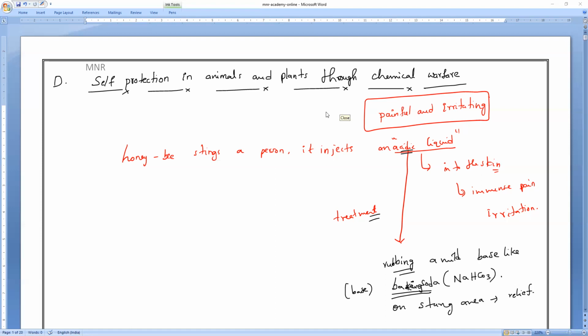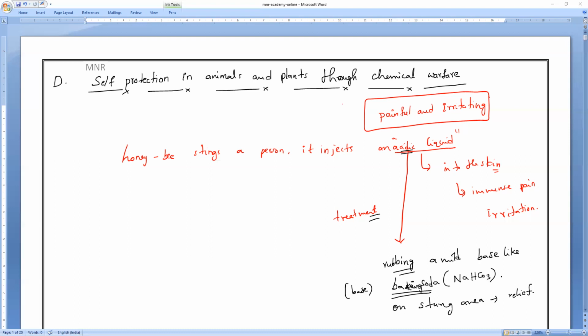Hasini is saying, sir, can we apply toothpaste? Yes, of course, we can use toothpaste also. But compared to toothpaste, baking soda will give you faster relief. That is the reason we use it. Okay, all of you?